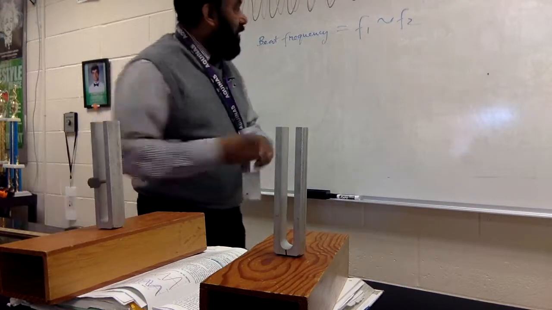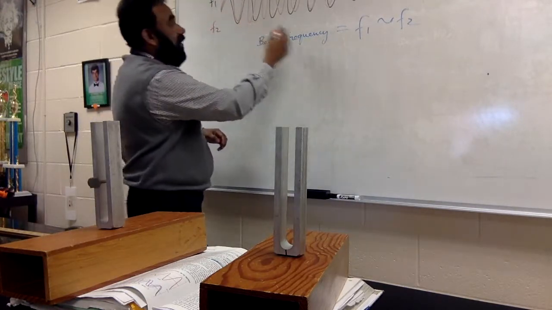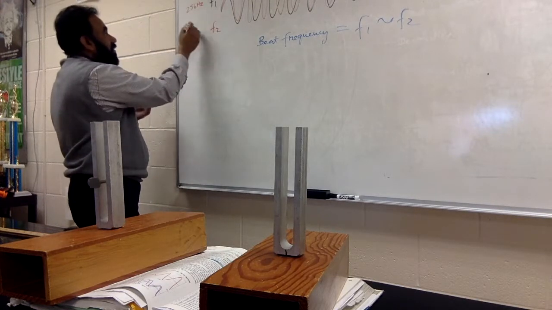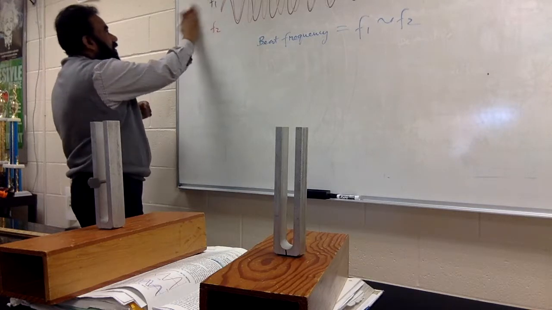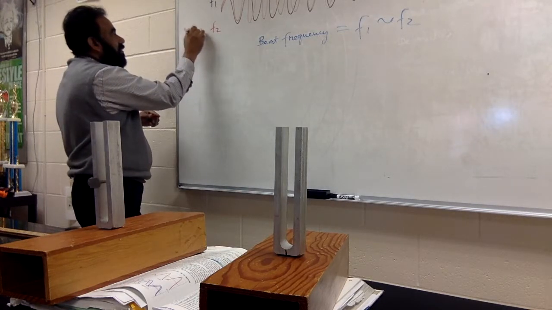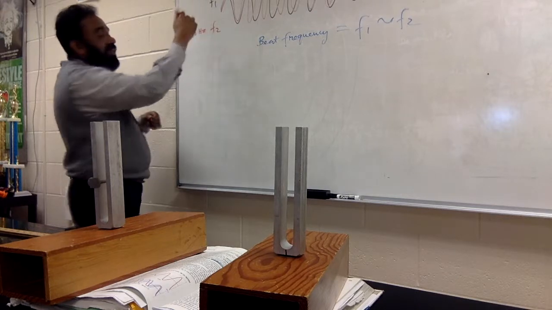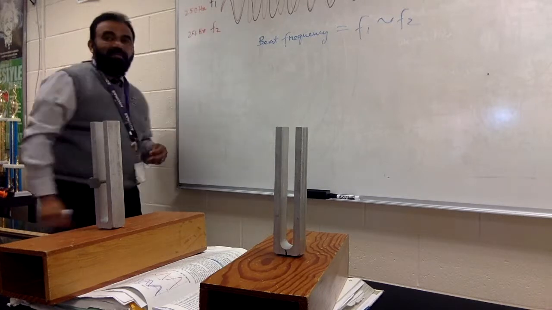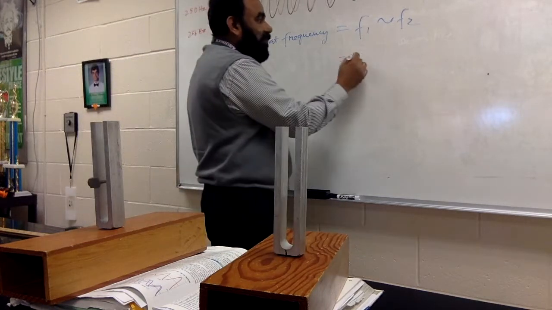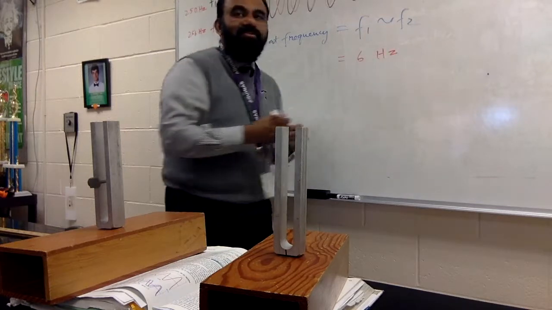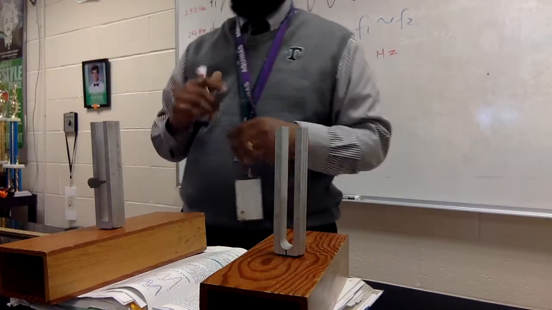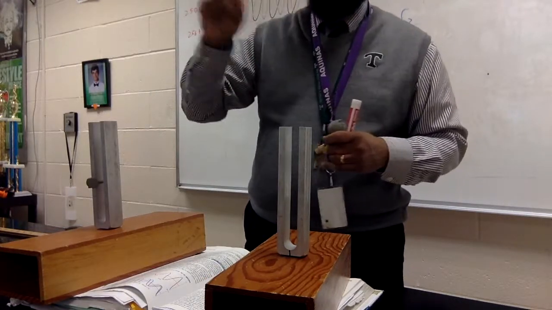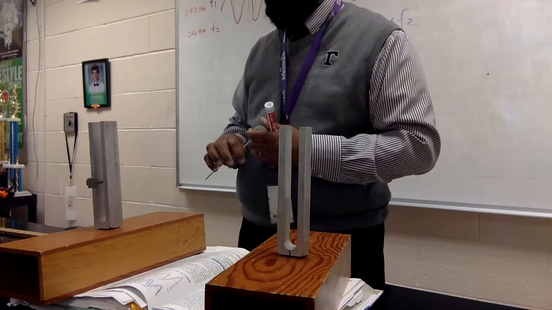So the first time, F2 was 256 Hertz, and F1, because I made it heavier, became 250 Hertz. So what is the difference between F1 and F2? 6 Hertz. So 6 ups and downs you're hearing in 1 second. So like this. 6 of these you're hearing in 1 second. That's approximately what I'm putting down there.